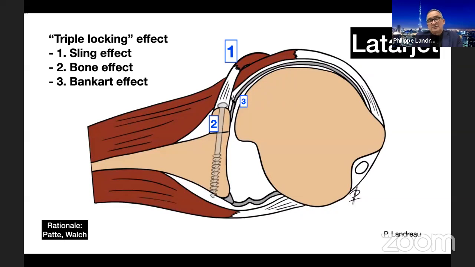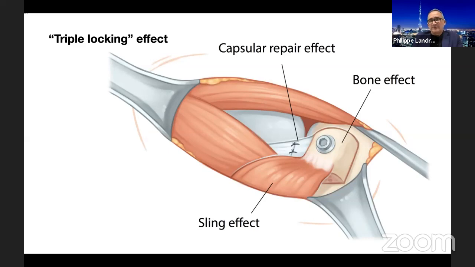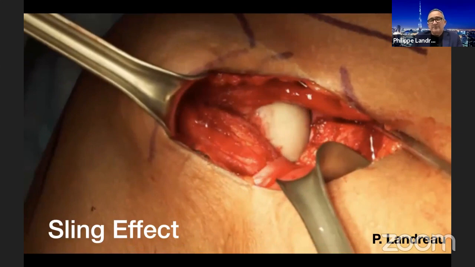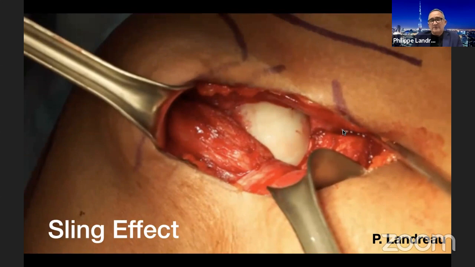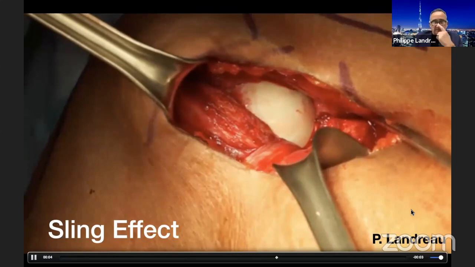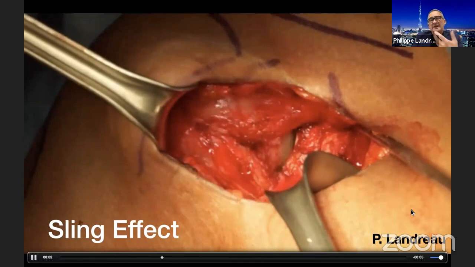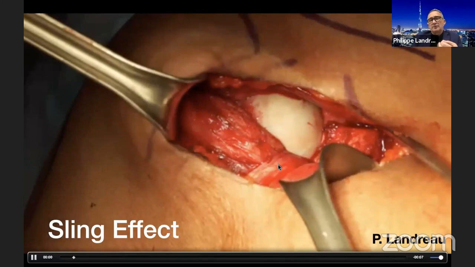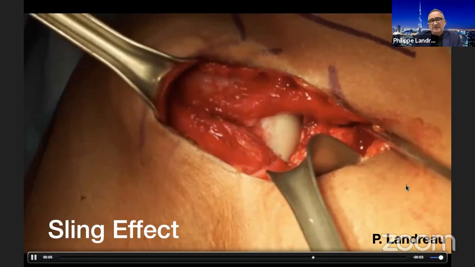Then, of course, the Latarjet. Keep the Latarjet for the end, because it is this famous, more and more popular technique with a triple locking effect described by Patte and Walch: the sling effect, which apparently should be the most important, the bone effect and the Bankart effect. You can see this capsular repair effect, Bankart effect, bone effect, and sling effect. And I like to show this case of one of my patients before the capsular suture. You see the sling effect with the coracobrachialis, the conjoint tendon, which tightens the inferior part of the subscapularis because you pass through the subscapularis, and probably explains the good result of this surgery, which is actually more a plasty, because you do a bone cut, of course, you have the bone effect, but you create a plasty to probably compensate the weakness of the capsular stretch in the high level athlete particularly.